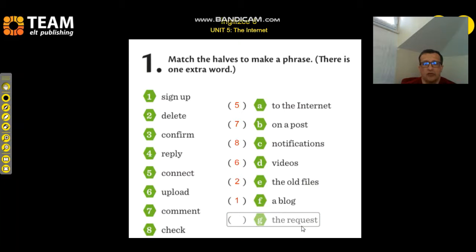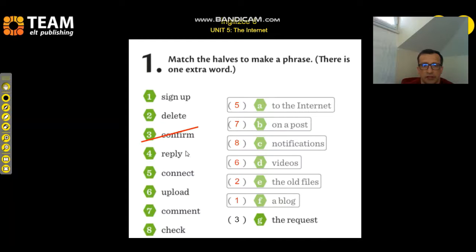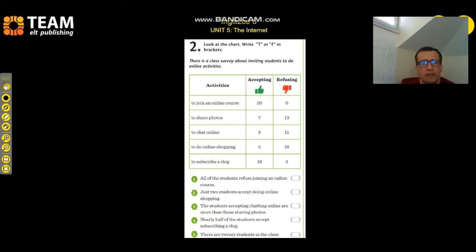And the last one, of course, the request. Remember, I stressed this word as well. Confirm. Yes, you confirm a request, or sometimes what is the opposite of confirm the request? It is ignore the request. Yes, confirm the request or ignore the request. Okay, that's right. Let's go on with the next one. They are all correct, no problem.